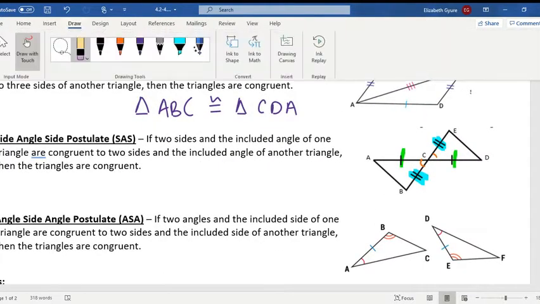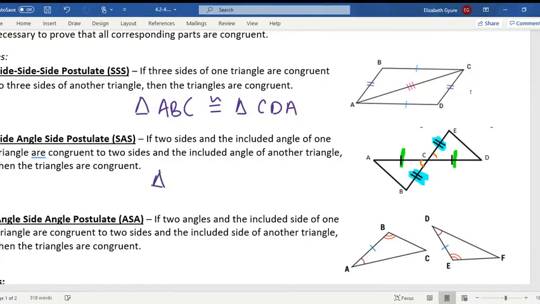All right, so if I wanted to write a congruency statement here, if I said triangle ABC, what would I say for the other one? What do you think I would say for the other half of my congruency statement? Logan? Very good. Triangle DEC.